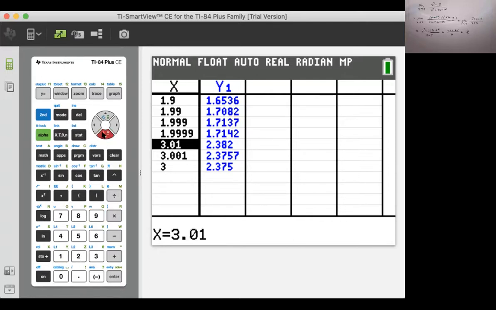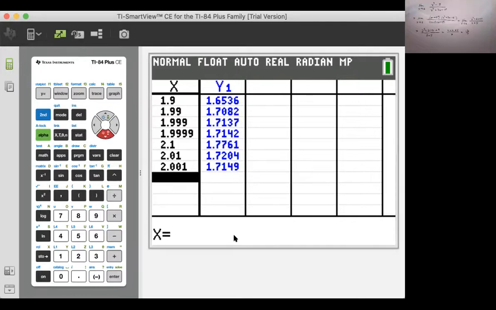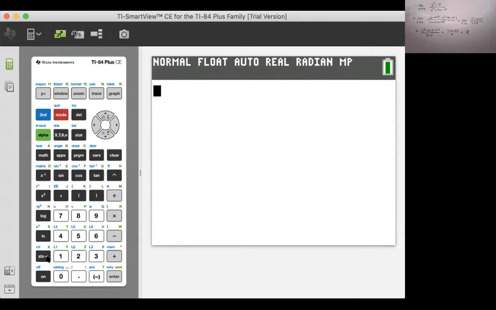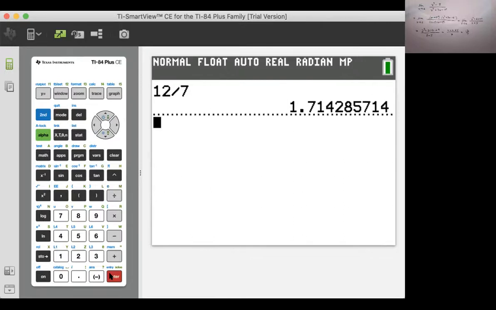1.9999. So 1.7142, whatever that is, 2.1, 2.01, 2.001. So again, about 1.714 in that neighborhood. What do we think 12 sevenths is? 12 sevenths. Looks like that is 1.714. So that makes me feel pretty good about that.